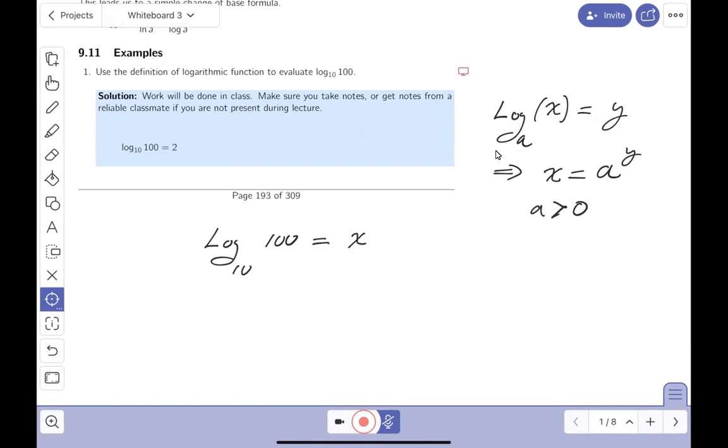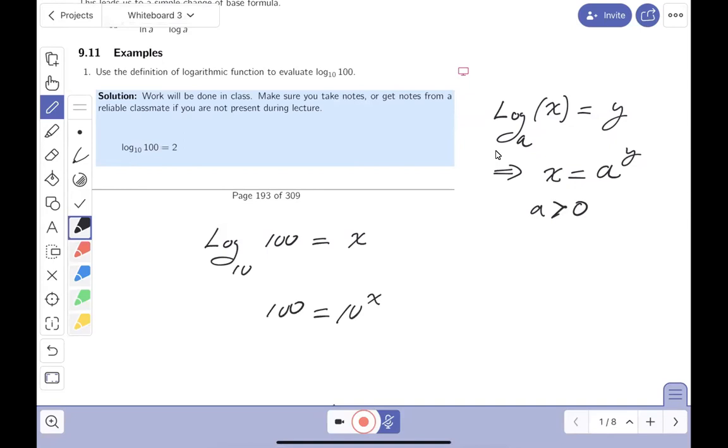Let's write this down. Again, I know I'm mixing up letters here. It's the principle: a to the y is equal to x. And I'll write that down for you. 10 to the x is equal to 100.